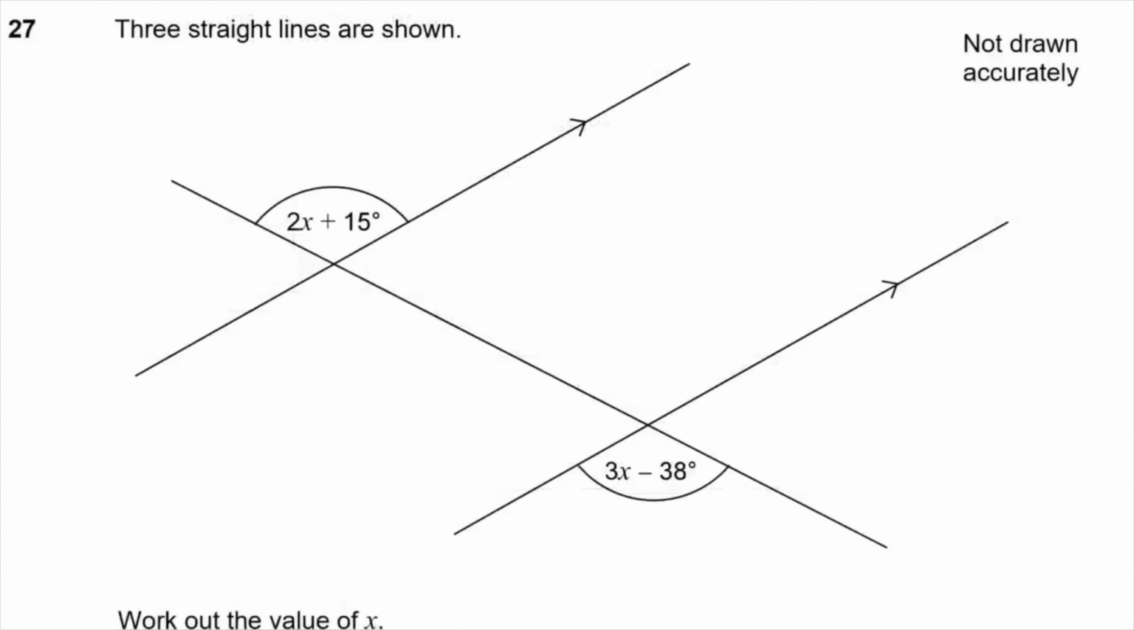3 straight lines are shown. Work out the value of x. Okay, well, they aren't just any old 3 straight lines, are they? We've got 2 lines here that have got arrows on them, which means that these are parallel lines, and we've got a line crossing them.